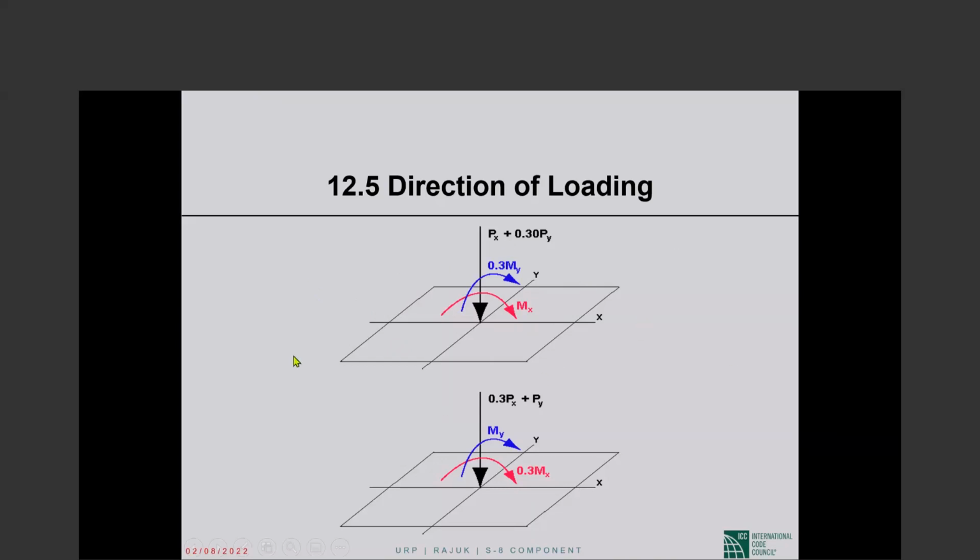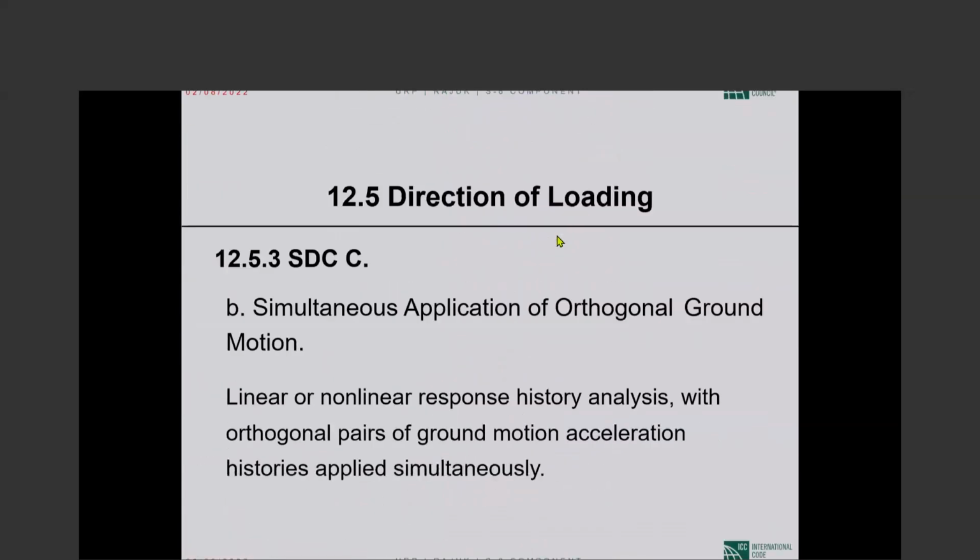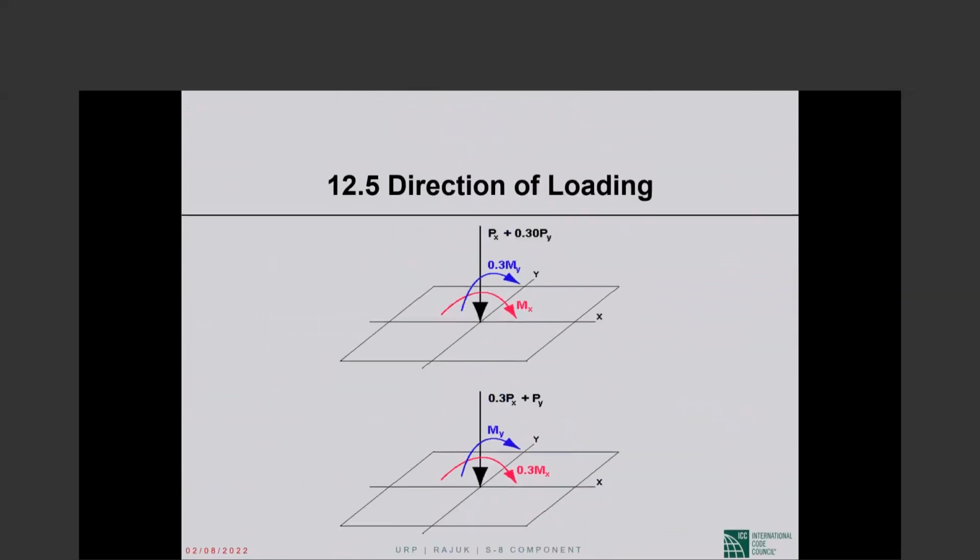The column has to be designed for 100% of the X earthquake plus 30% of the Y earthquake, which would mean for the axial load caused by the X earthquake and 30% of the axial load caused by the Y earthquake, they are additive. But when it comes to the bending moments, it is not additive. You have to design for 100% of the X earthquake and 30% of the Y earthquake at the same time. So now you're looking at biaxial bending of the column.